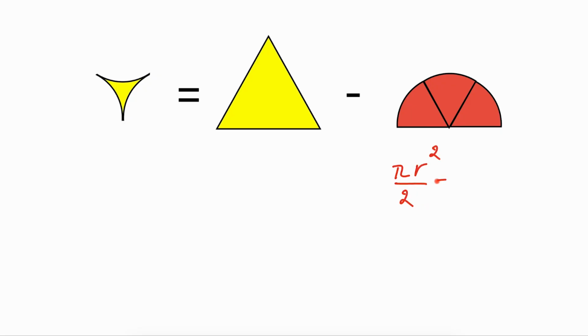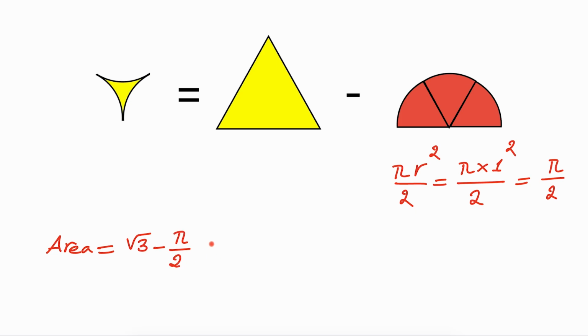divided by 2. If we substitute the value of r, we'll get pi times r, which is 1 to the power of 2, divided by 2, we get pi over 2. The area of this yellow shaded region is equal to the area of this triangle, which we have already found, the square root of 3, minus pi over 2. And if we use a calculator, we will have 0.16 for this area. And this is the final answer for the problem. Have a good time.